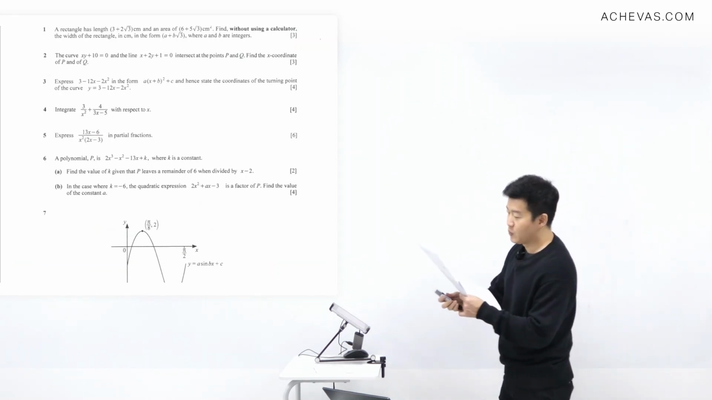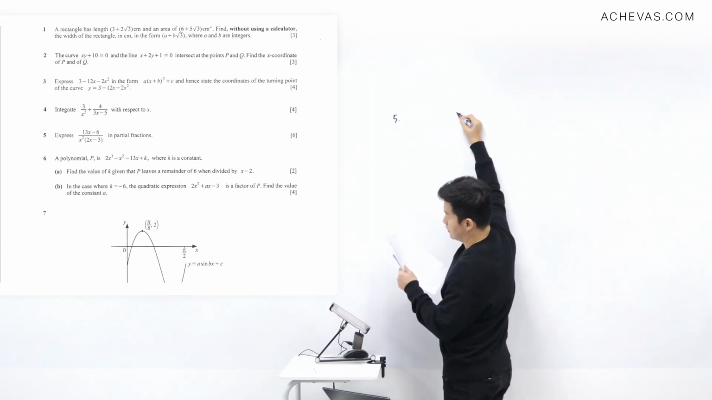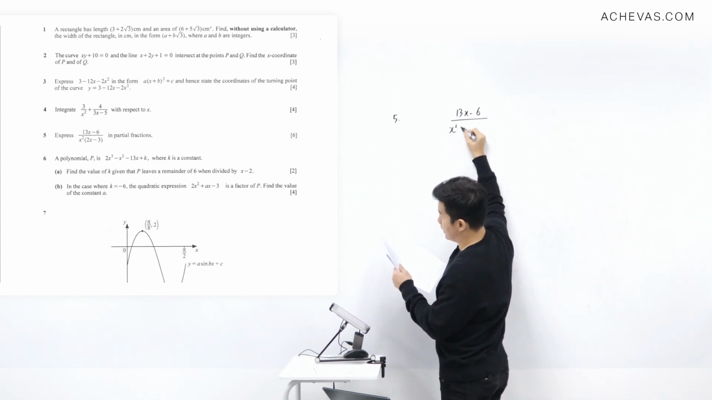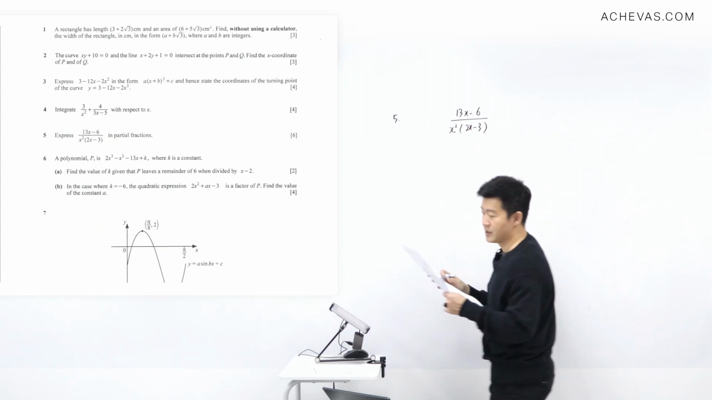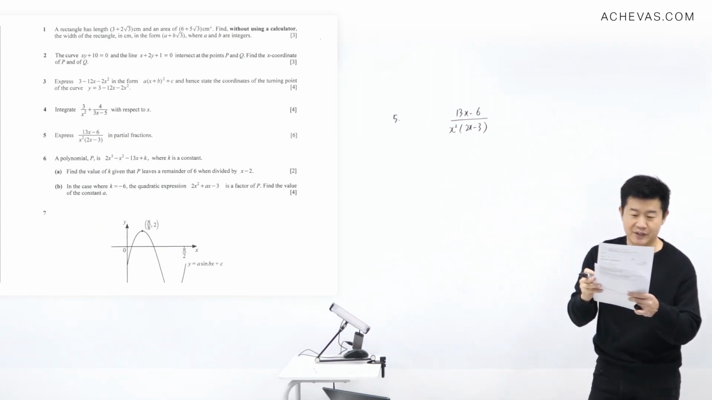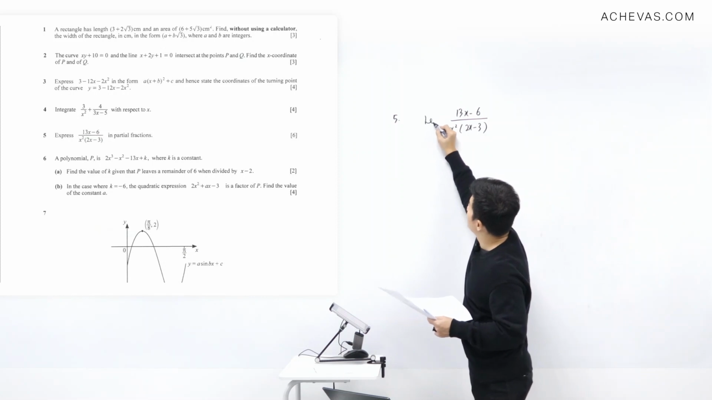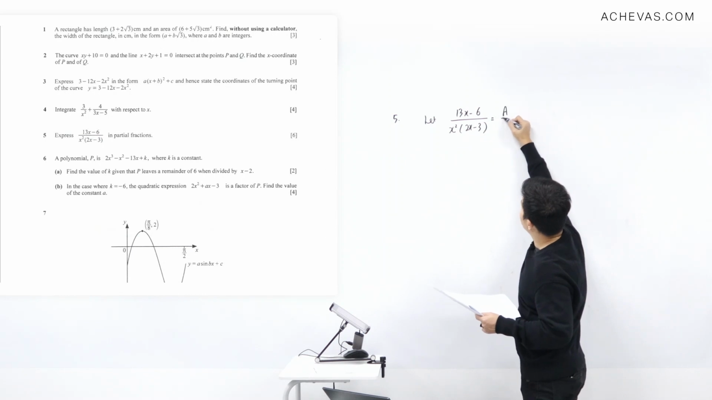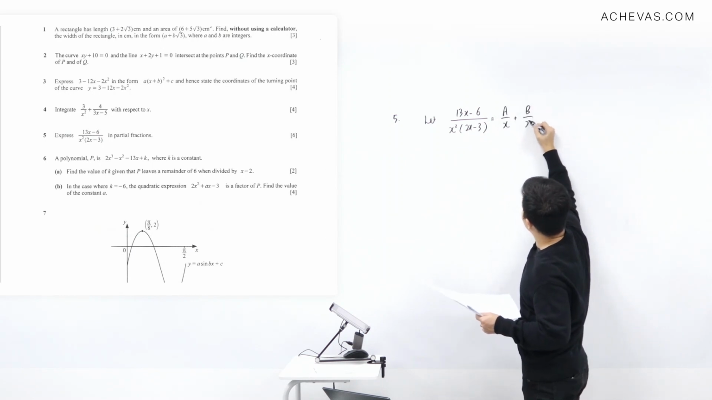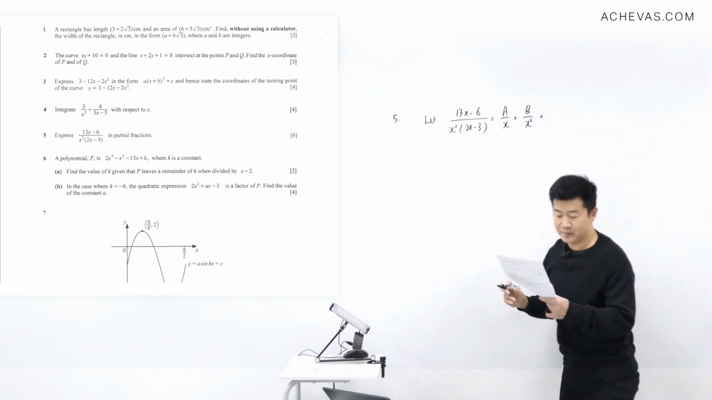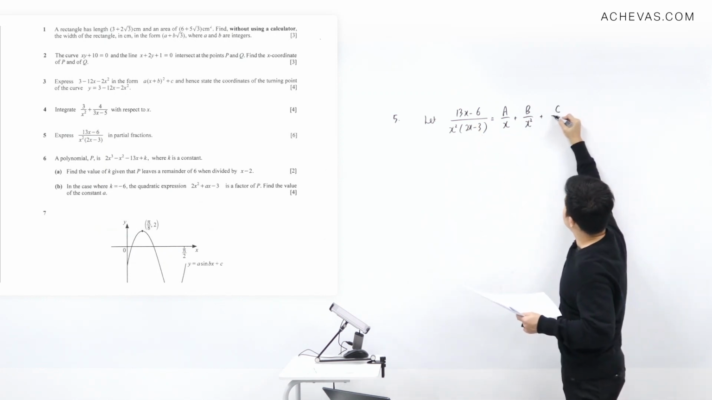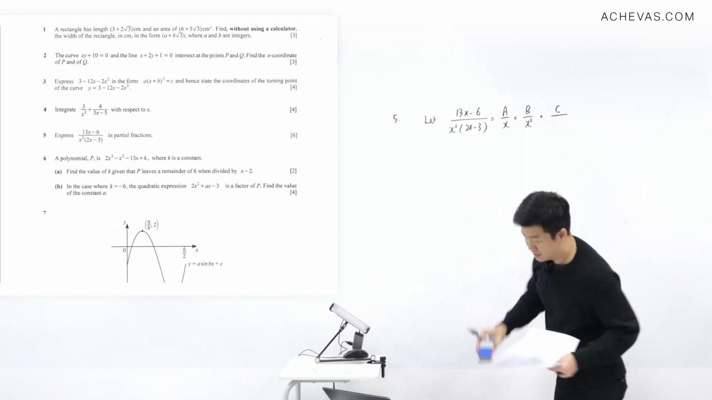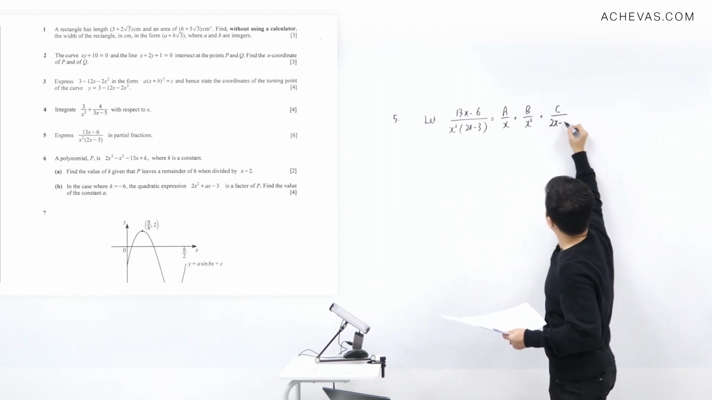So in question number 5, we have this (13x minus 6) over x squared times (2x minus 3). We are supposed to express this in the form of its partial fractions. So we are going to let this be equal to, based on x squared here, a over x plus b over x squared. And then based on 2x minus 3, we're going to write it as c over 2x minus 3.